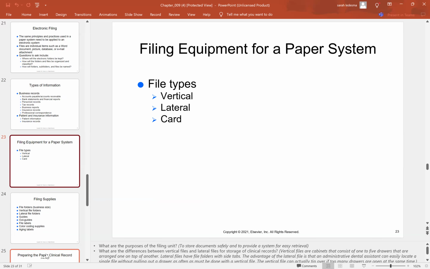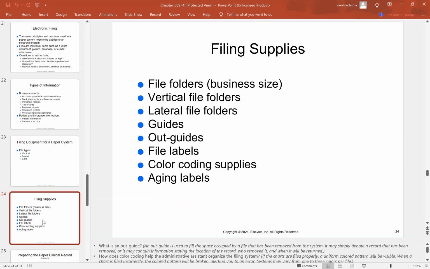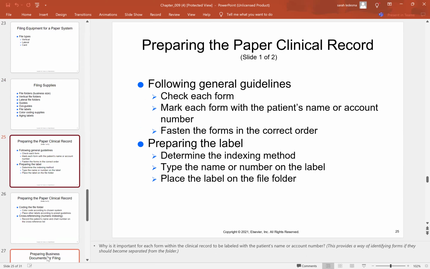File types: vertical, lateral, and card. Supplies may include folders, vertical file folders, lateral file folders, guides, out guides, file labels, color coding supplies, and aging labels. Following general guidelines: check each form, mark each form with the patient's name or account number, and fasten the forms in the correct order. Preparing the label: determine the indexing method, type the name or number on the label, and place the label on the file folder.